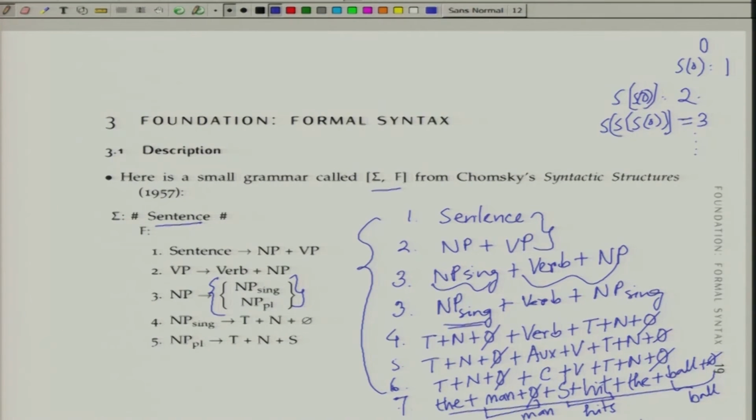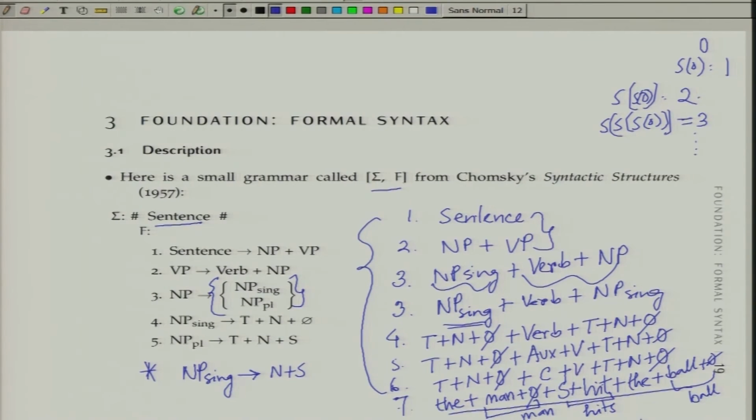Could we make a sentence like man hits the ball? No, because no phrase structure rule allows us to rewrite NP as, there is no rule which says that NP singular is to be rewritten as N S. Had that been there, we could derive something like man hits the ball.